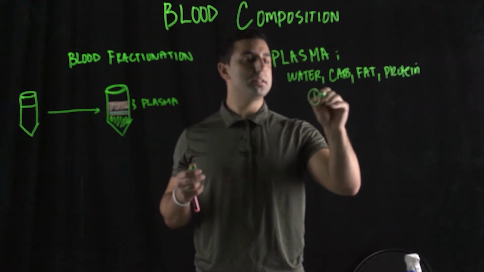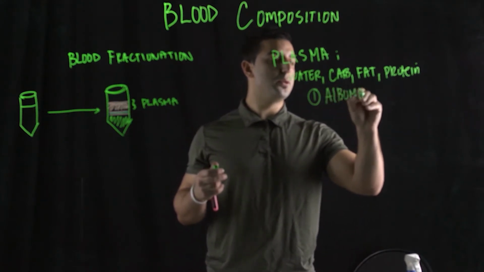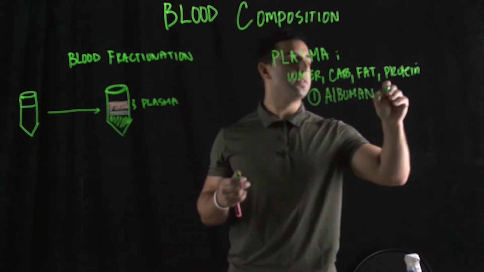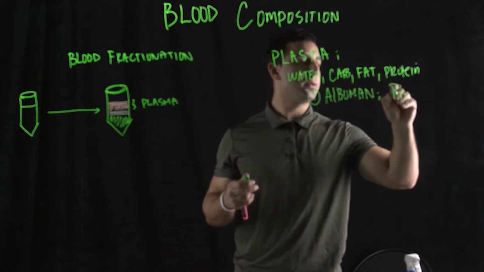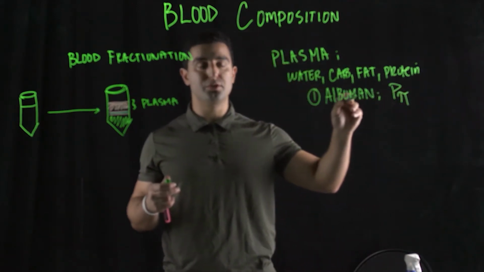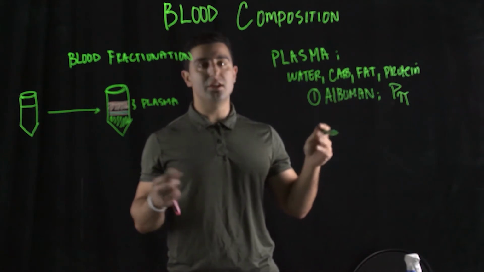The first is albumin, the most abundant protein in our body. Its main function is the regulation of osmotic pressure. This pi sign is the symbol for osmotic pressure. So what does this mean? What is this function of albumin as osmotic pressure?